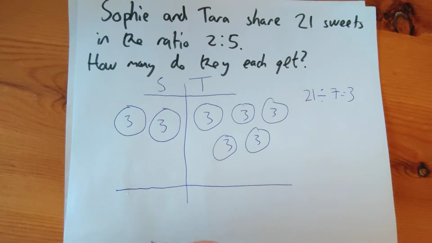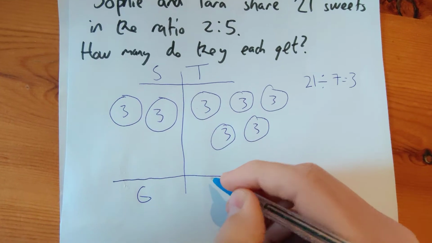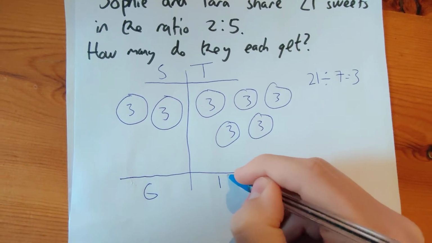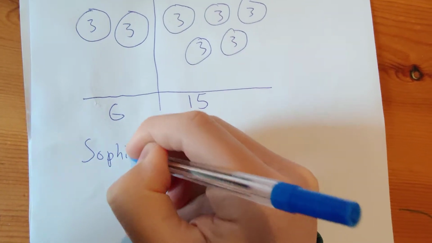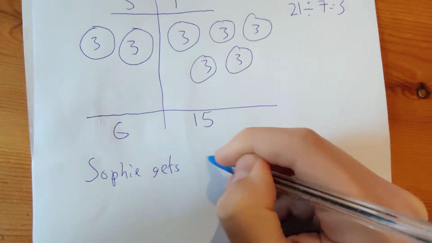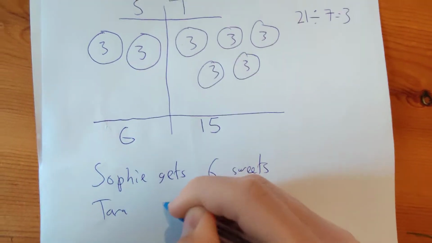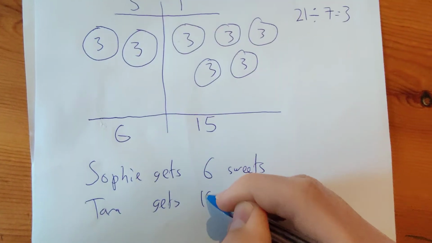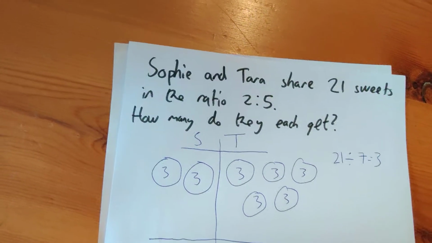Now I can see that all together Sophie gets 6 sweets and Tara gets 15 sweets. Might just write that briefly there. Sophie gets 6 sweets. Tara gets 15 sweets. That's that one. I'm going to come on to the next one now.